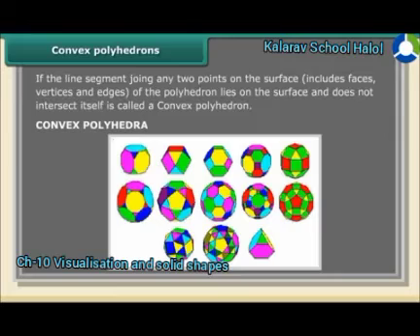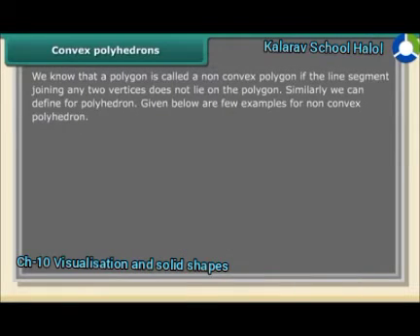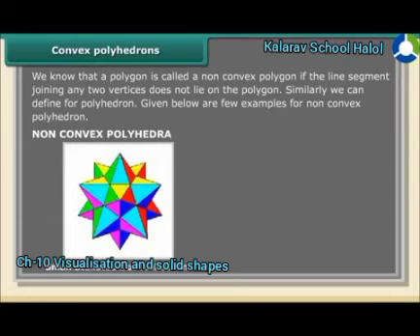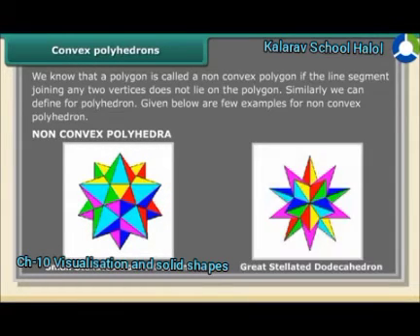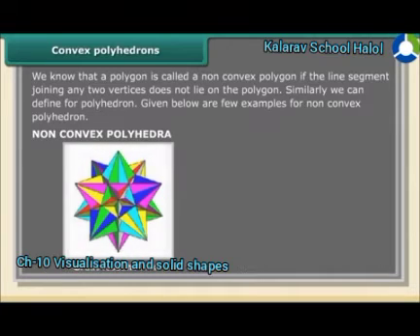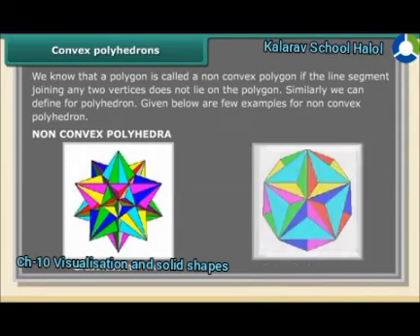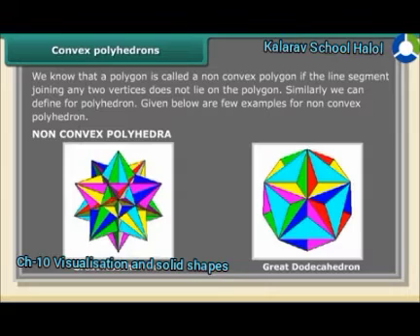Non-convex polyhedra. We know that a polygon is called a non-convex polygon if the line segment joining any 2 vertices does not lie on the polygon. Similarly, we can define a non-convex polyhedron. Given below are a few examples of non-convex polyhedra: small stellated dodecahedron, great stellated dodecahedron, great icosahedron, great dodecahedron.